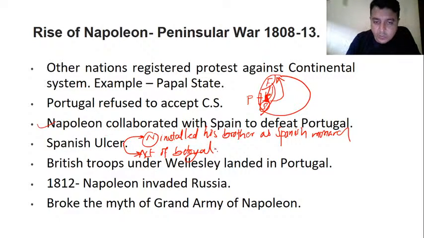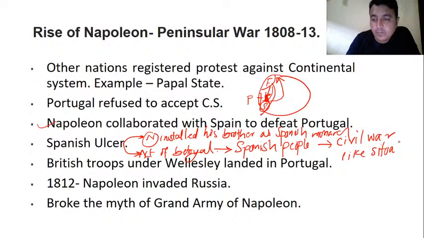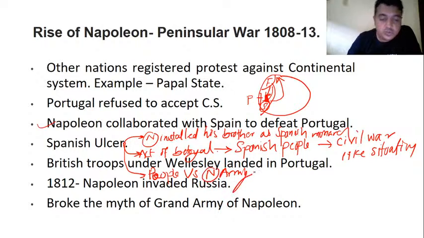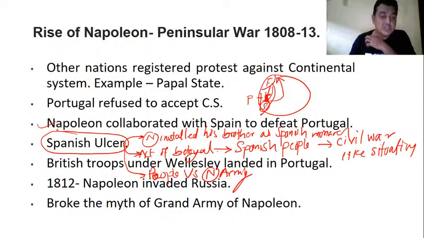huge protest from Spanish people, and that led to a civil war like situation. That creates a civil war like situation, and now common people, I'm talking about common people, versus the Napoleonic army. So the struggle started in Spain: on one side common people, on the other side the Napoleonic army, and this episode in history is mentioned as the Spanish ulcer. So it is said that the Spanish ulcer ruined Napoleon.